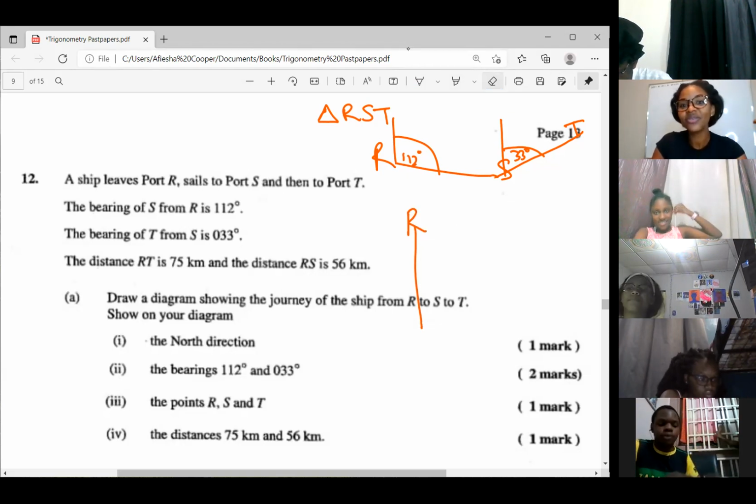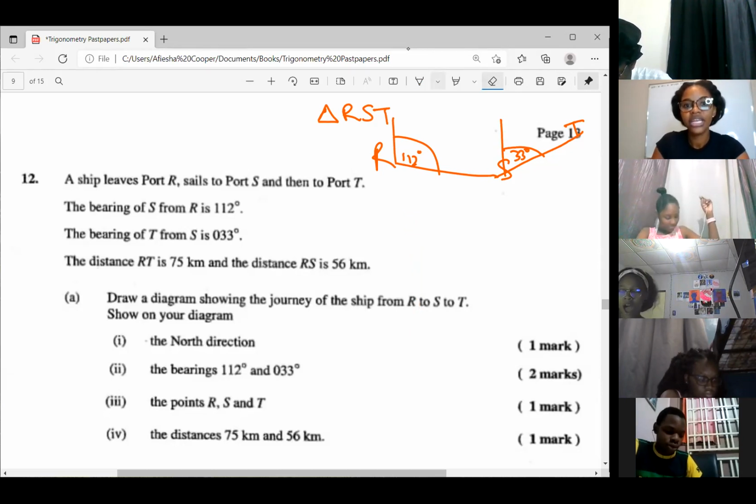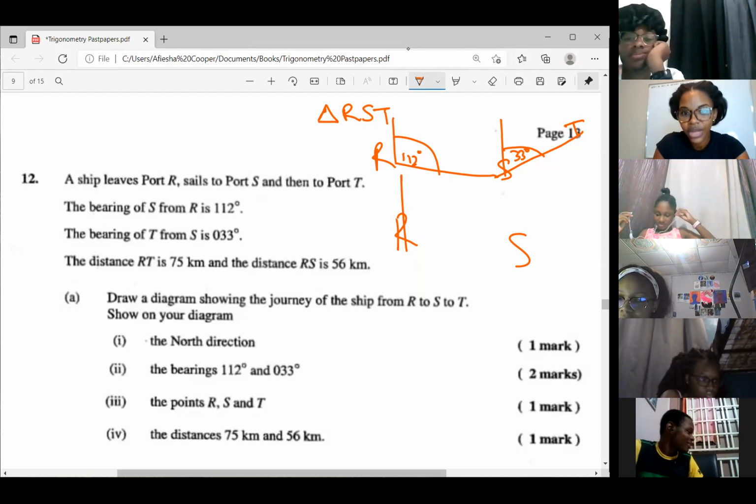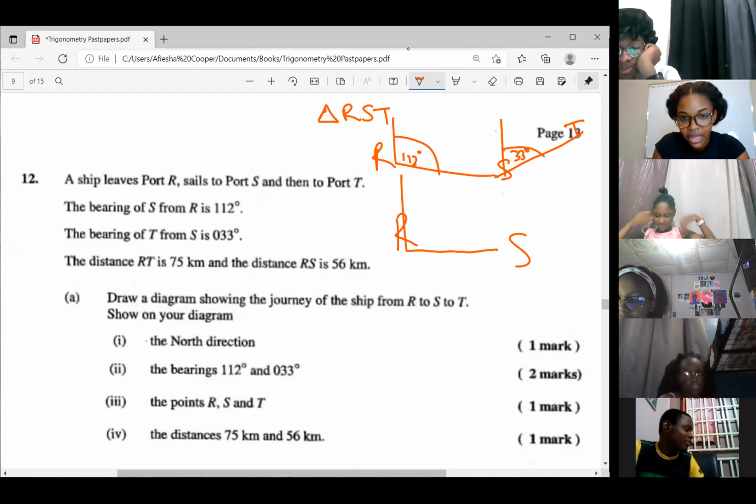All you have to do is know your bearings. So you see how I play with it the same way? You put R and you put S. You know that it's going to have 112. So if you know 90 is here, then you know 112 is going to be a little way after. So you just do that.